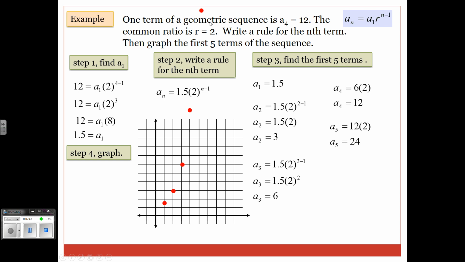All right, so I have one question for you. Okay, so hopefully nobody has connected the dots, just like when we did the arithmetic sequence graphs. Don't connect the dots. This is discrete, not continuous. So we should just see these individual points graphed.